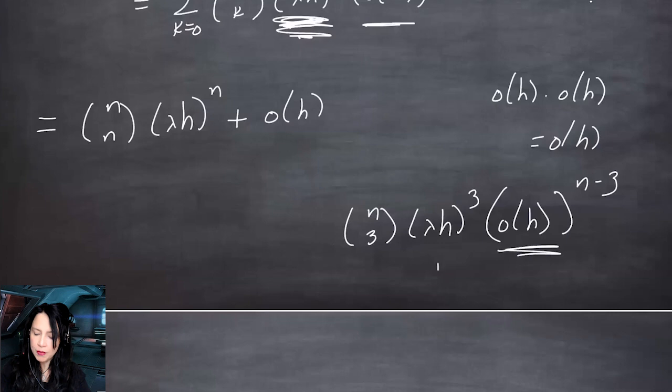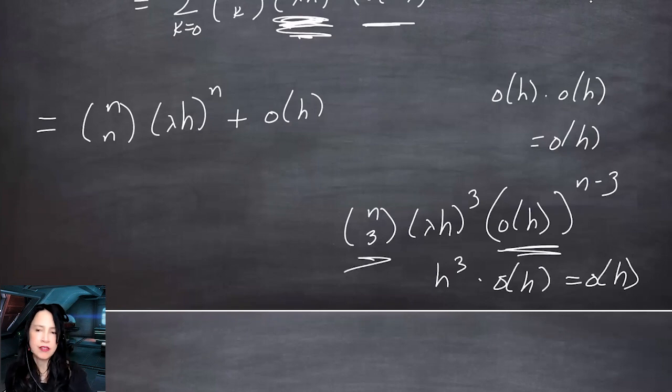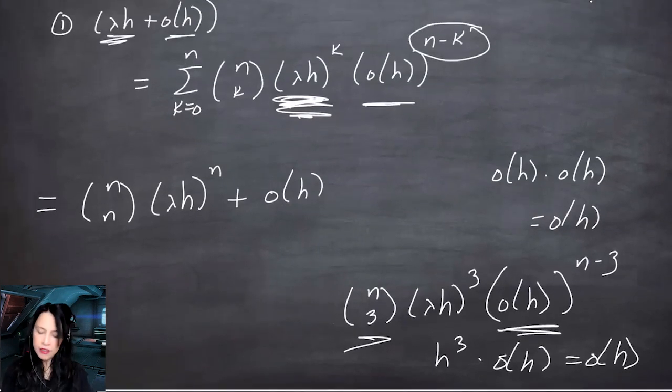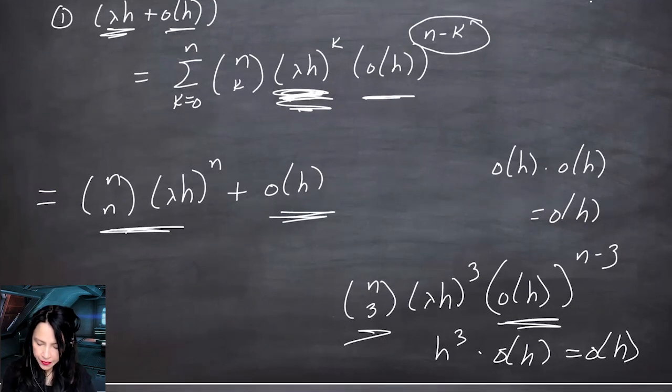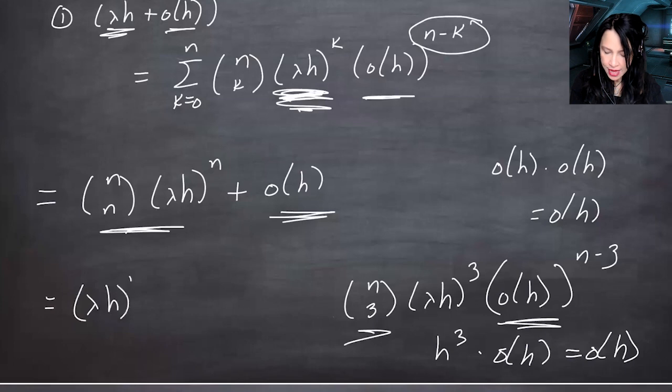Little o of h times h cubed is still little o of h. And multiplying by another constant out front with respect to h, it's still little o of h. And adding little o of h terms is still little o of h. So basically, this is the only surviving term and everything else little o'd out. And n choose n is 1. So this is lambda h to the n plus little o of h.